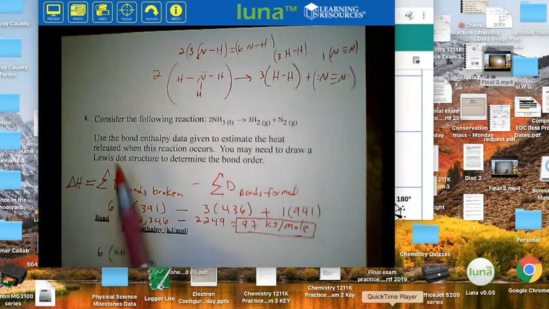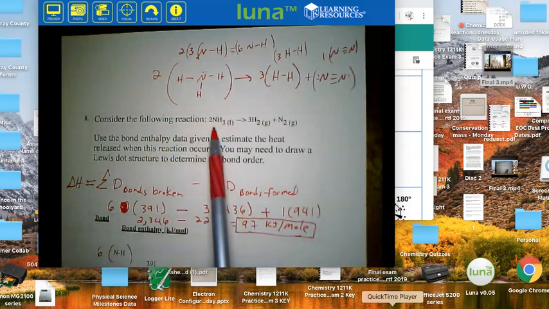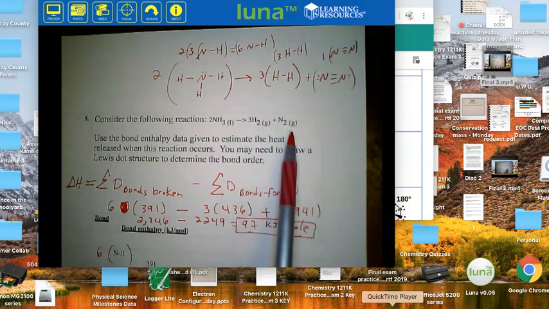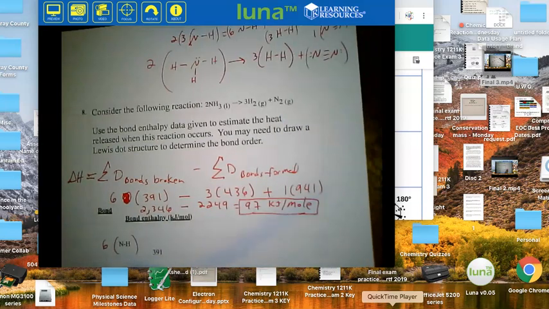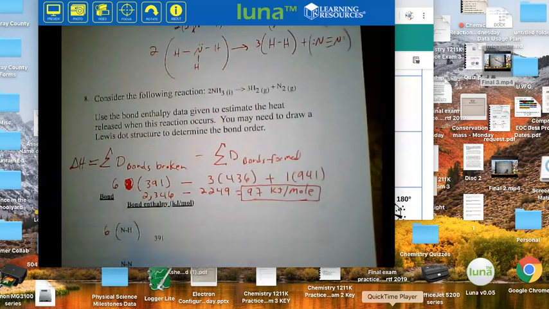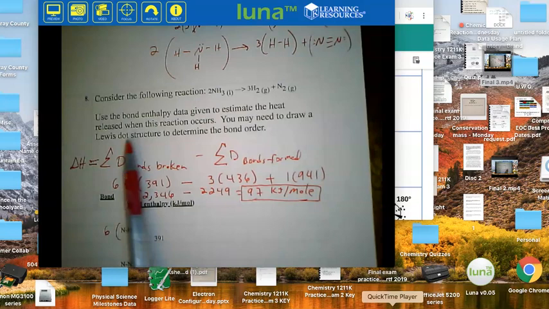So it says, consider the following reaction. You have 2 molecules of ammonia yielding 3 molecules of hydrogen gas and 1 molecule of nitrogen gas. In this problem, you're having to estimate the bond enthalpy given the values for each type of bond. It says you may have to use a Lewis-Dot structure to determine the bond order.